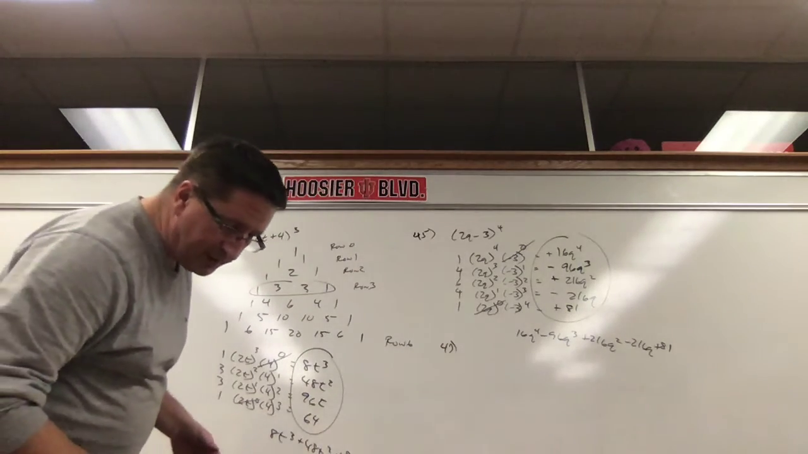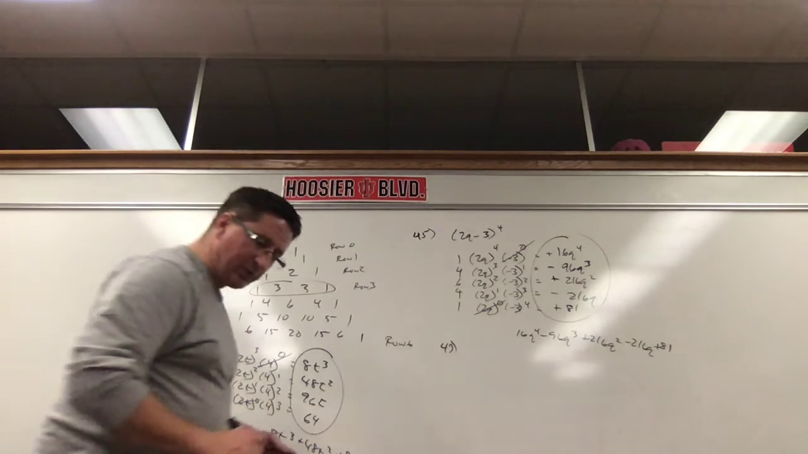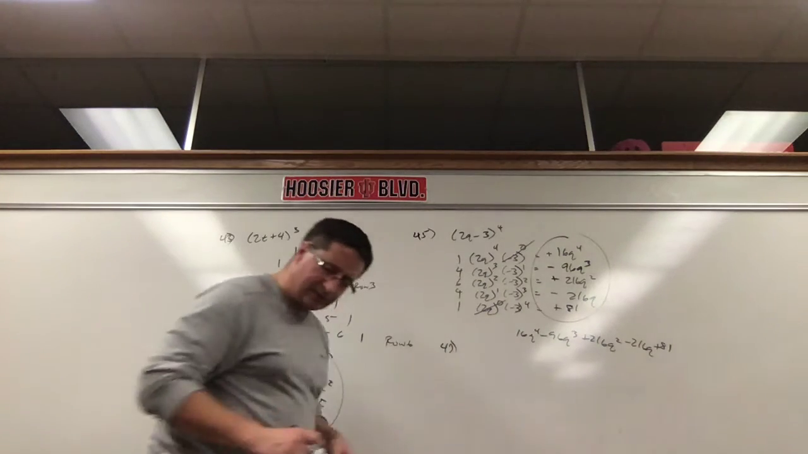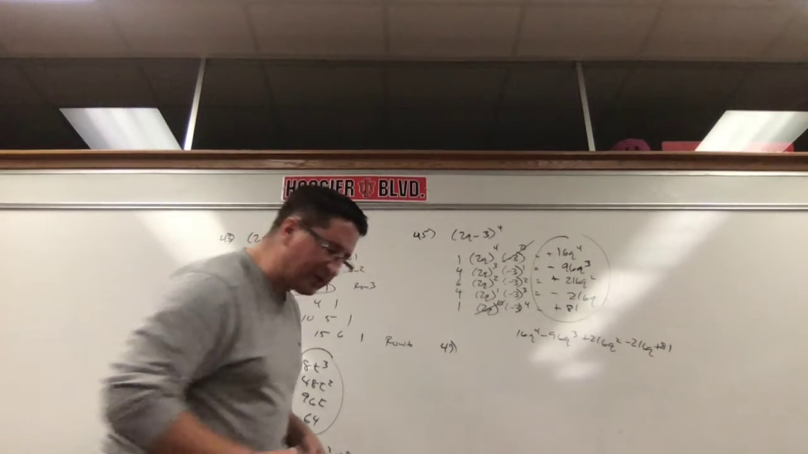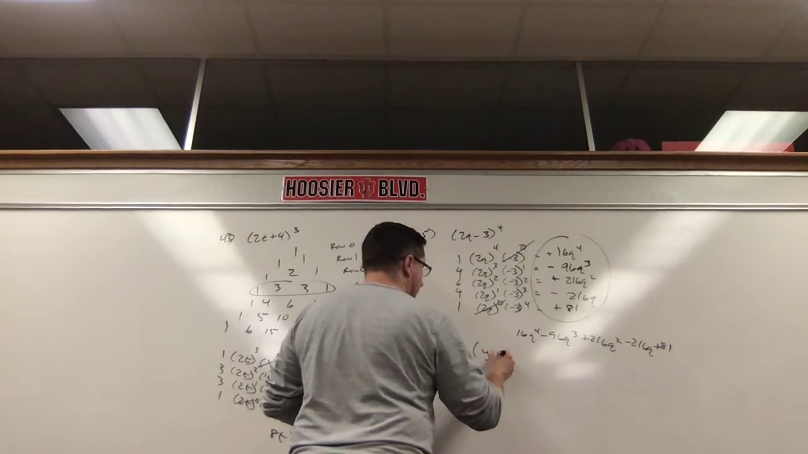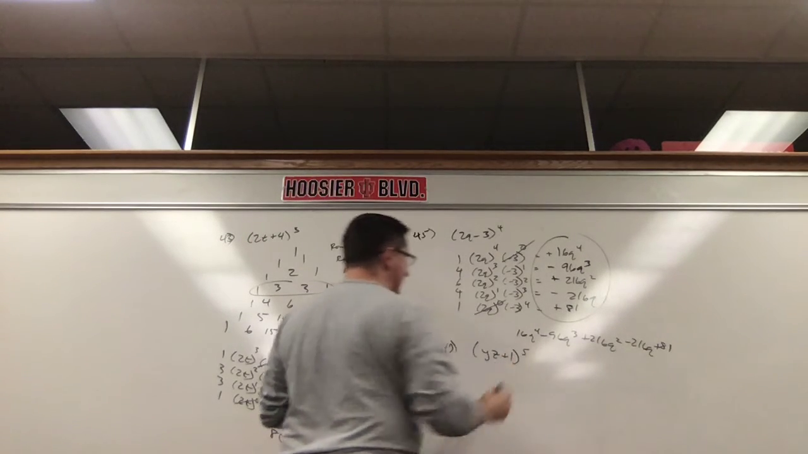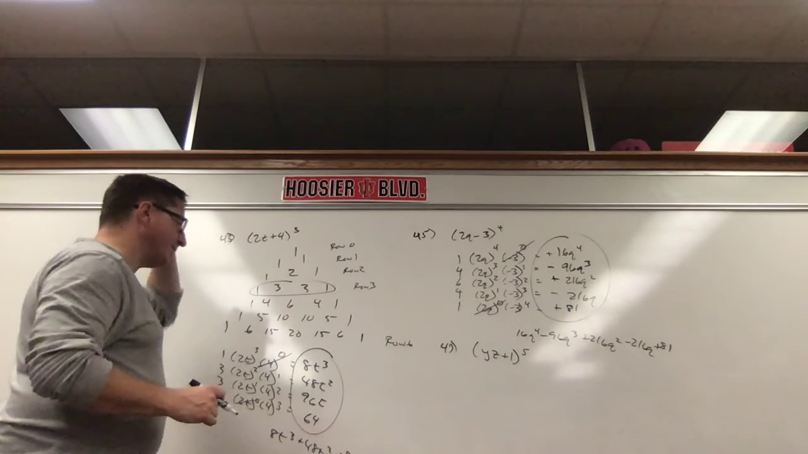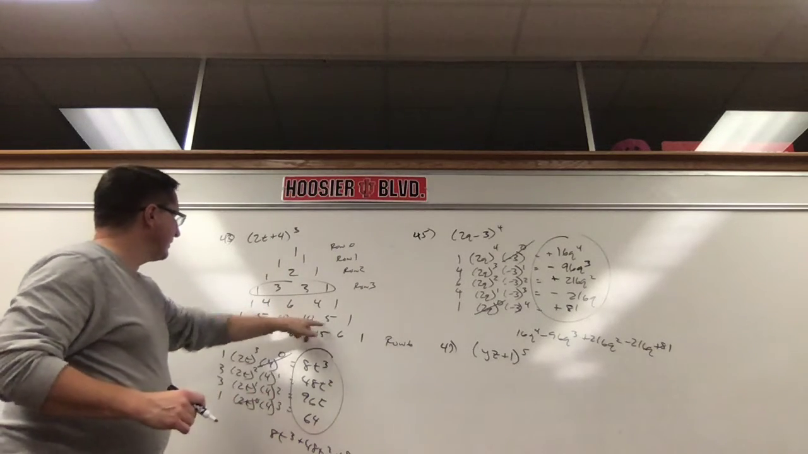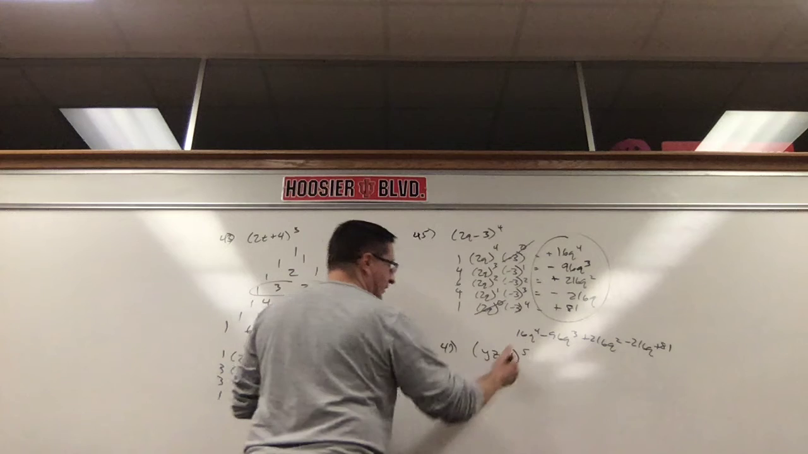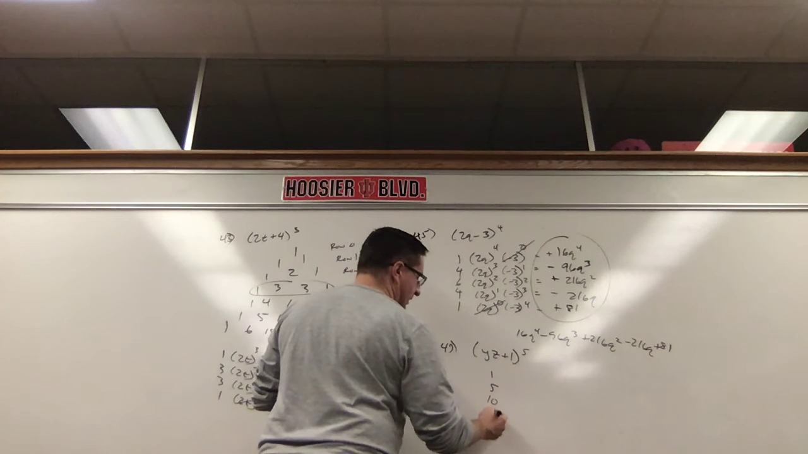Last one. So (yz plus 1) to the 5th. Is that yz or vz? (yz plus 1) to the 5th. This one will actually be a quicker one, okay? So we need the 5th row. So 1, 5, 10, 10, 5, 1, because it's to the power of 5. 1, 5, 10, 10, 5, 1.